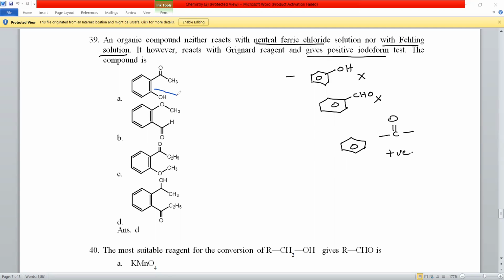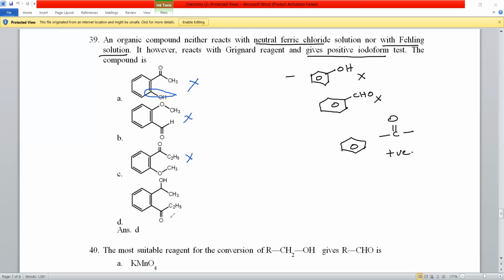The phenolic group is there in option A, so that option is wrong. And here the positive iodoform test is not there. In this option B, there is no positive iodoform test. And you can go for the next one also, the positive iodoform test is not there.